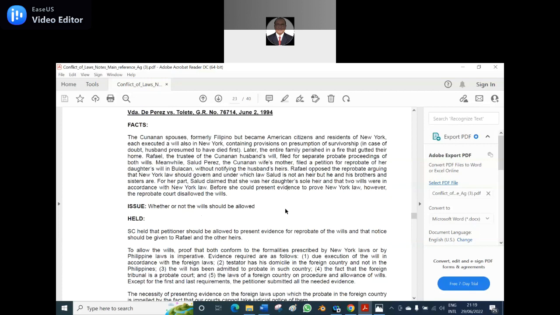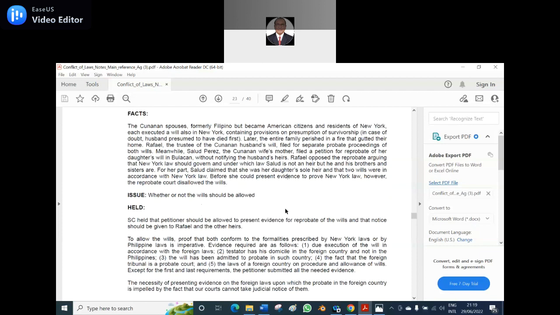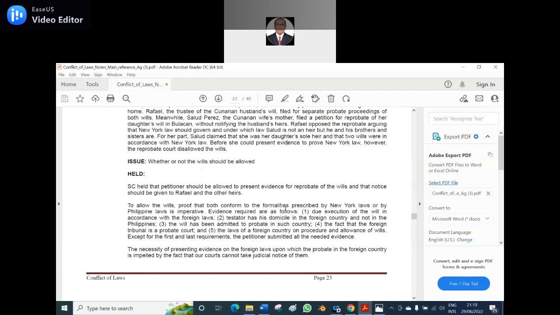If it is genuine, it should be allowed. If it is not genuine, it will not be allowed. So that is the issue: whether the wife's side will is allowed or the husband's side will is allowed. So the Supreme Court held that the petitioner should be allowed to present the evidence for reprobate of the wills, and the notice should be given to Rafael and other heirs. Suppose the wife's will is to be proved genuine, then the notice should be served to the husband's side trustee, Rafael, and the other heirs from the husband's side.